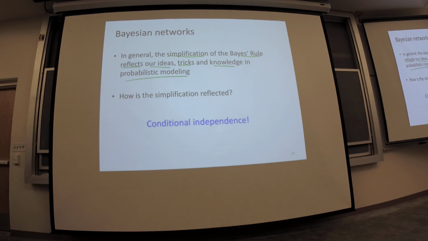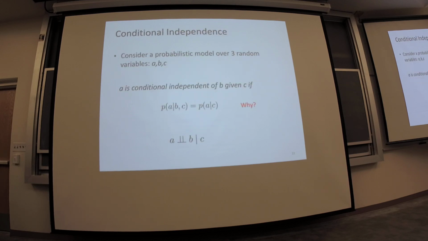And mathematically speaking, how is the simplification reflected? This is called conditional independence. To illustrate what conditional independence is, let us use a model with three random variables, A, B, C. We say A is conditionally independent of B given C if the probability of A given B and C is equal to the probability of A given C. Then we say A is independent of B conditional on C. This is another notation to represent conditional independence.